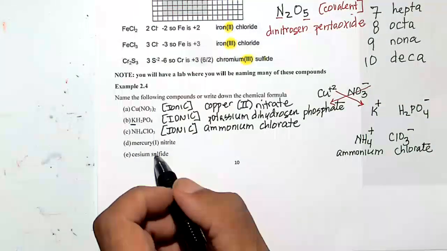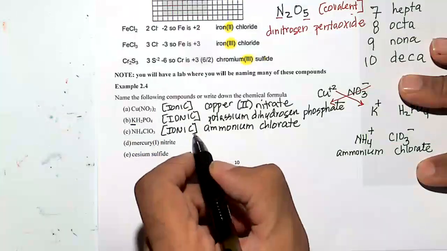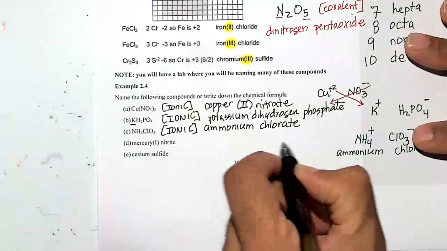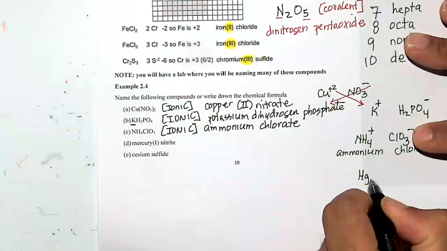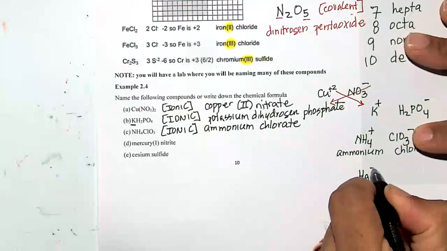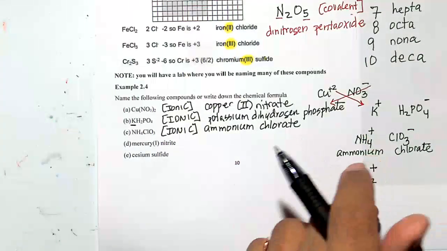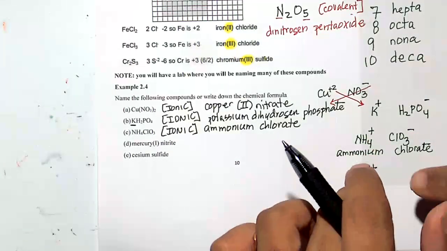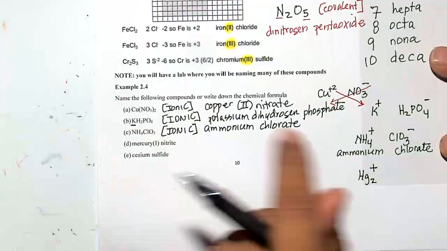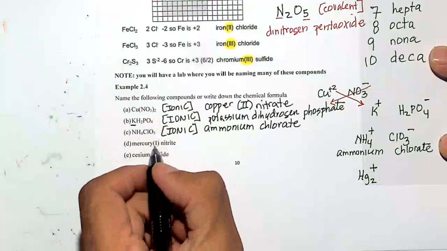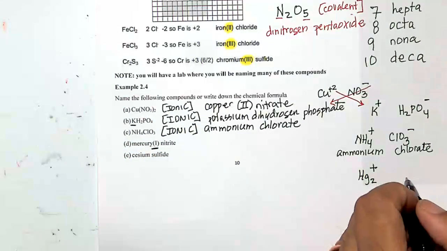All right, how about mercury 1 nitrite? Okay, so mercury, this is not on the exam, but it's in your flashcards. Mercury here is going to be Hg2 plus. I believe that's what it's going to be. I won't test you on this, but mercury is Hg2 plus.